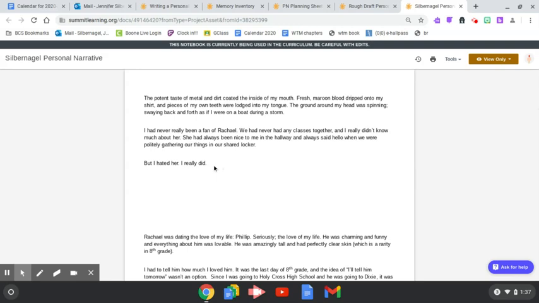So, what makes a good hook? Here, if you read my story, what I did for my hook was I took the moment right after the incident, where I talk about the taste of my own blood, how my teeth were lodged into my tongue, and how my head was spinning. And then I added some sensory detail here, figurative language. My head was spinning, swaying back and forth as if I were on a boat during a storm. And then I tell you that I didn't like this girl named Rachel. So I started my story here with some intrigue, some suspense. You know something bad is going to happen, but you don't exactly know the situation.